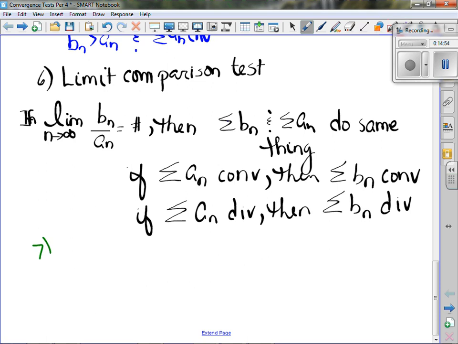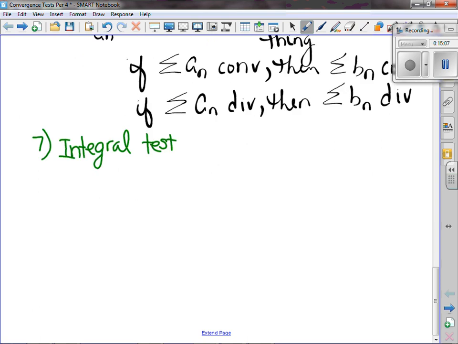So, let's do the integral test. All of these are for positive terms. I picked some improper integrals out. The series of b sub n converges if the integral from some constant to infinity of a function that relates to b sub n converges. Remember, this is a sequence.